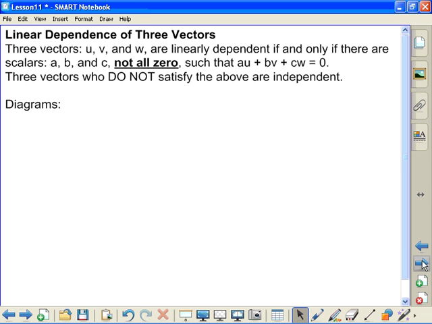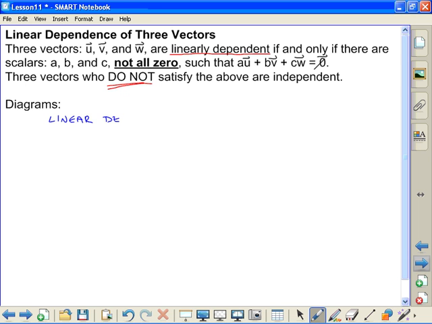So what happens if we move to three vectors? Now we have vectors u, v, and w are linearly dependent if and only if there are scalars a, b, and c. So we're talking about linear dependence. And again, linear dependence means that you can get back to your starting point using the three vectors. So we're looking at a combination where au plus bv plus cw gets me to the zero vector, returns me to my starting point. So ones that do not satisfy that then are obviously the converse. They're linearly independent.